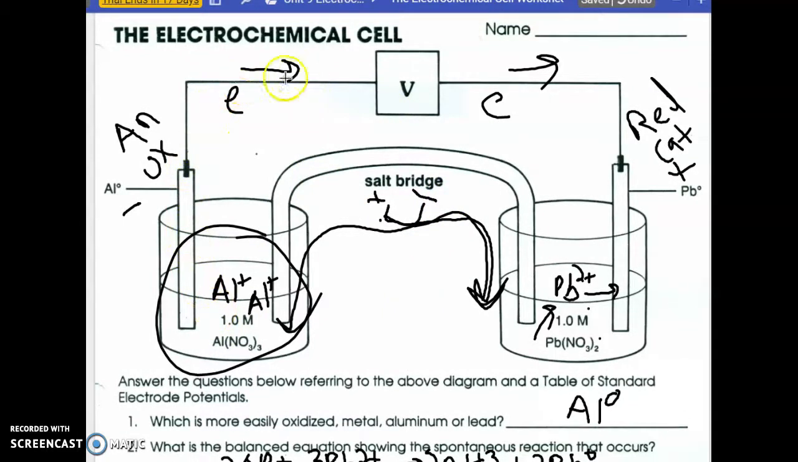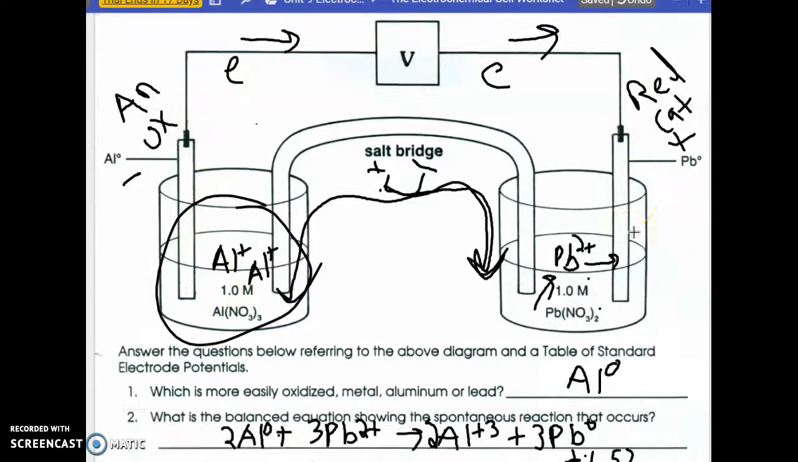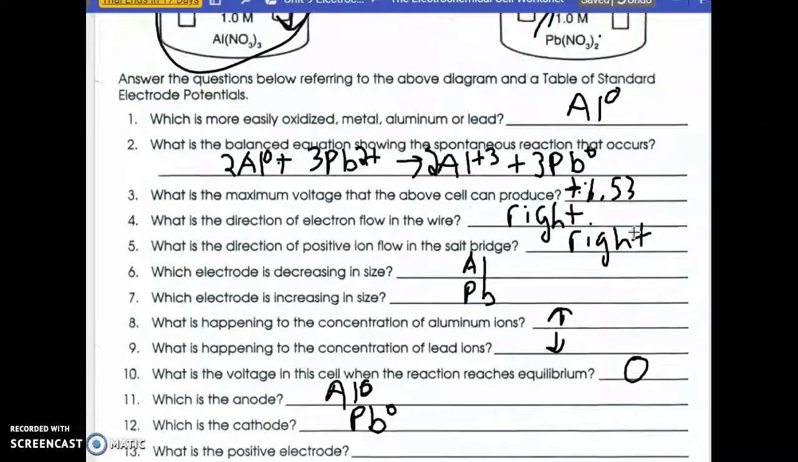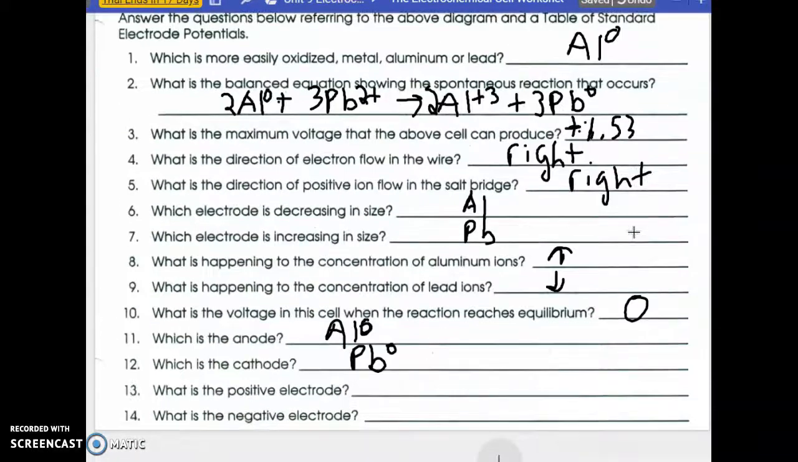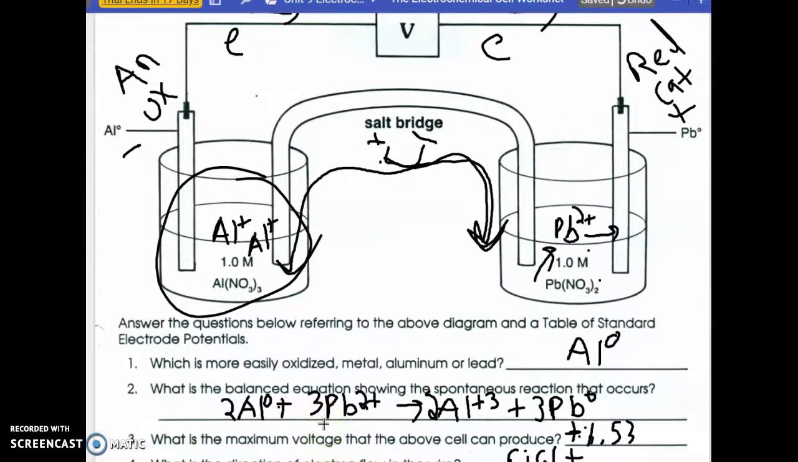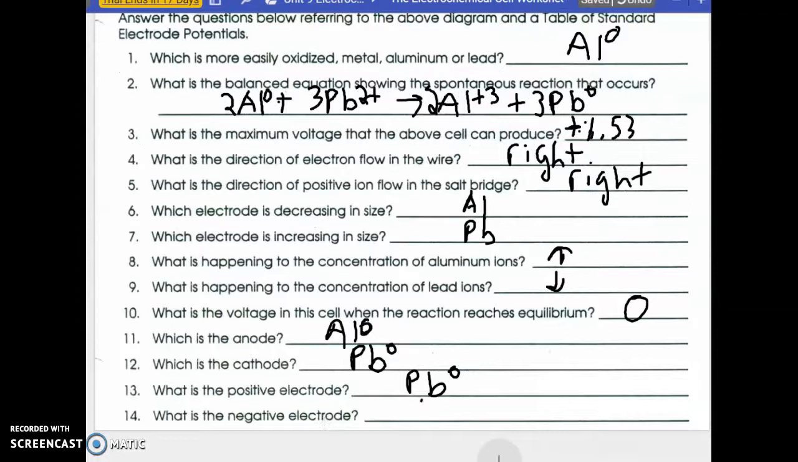The electrons are naturally going to go from negative to positive. So the positive electrode is our lead electrode, Pb0. And the negative electrode is our aluminum electrode, Al0.